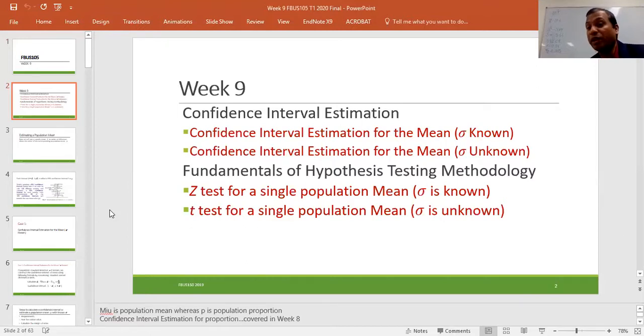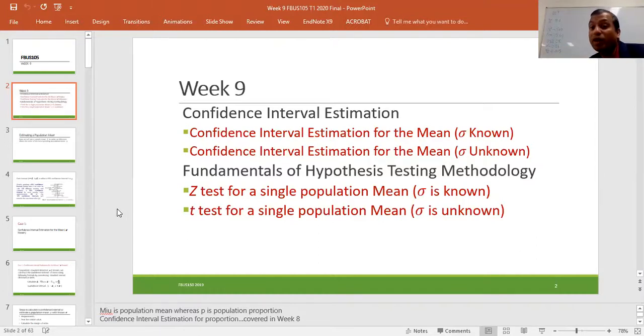Again, for the mean, we have 2 cases: sigma known and sigma unknown. Which case is this? Sigma unknown. The sigma value is not given. Instead of sigma, the population standard deviation, what is given? The sample standard deviation, that is capital S. Just now we saw that. So clearly this is the second case: confidence interval estimation for the mean when the sigma value is unknown. You have to establish which case it falls under.